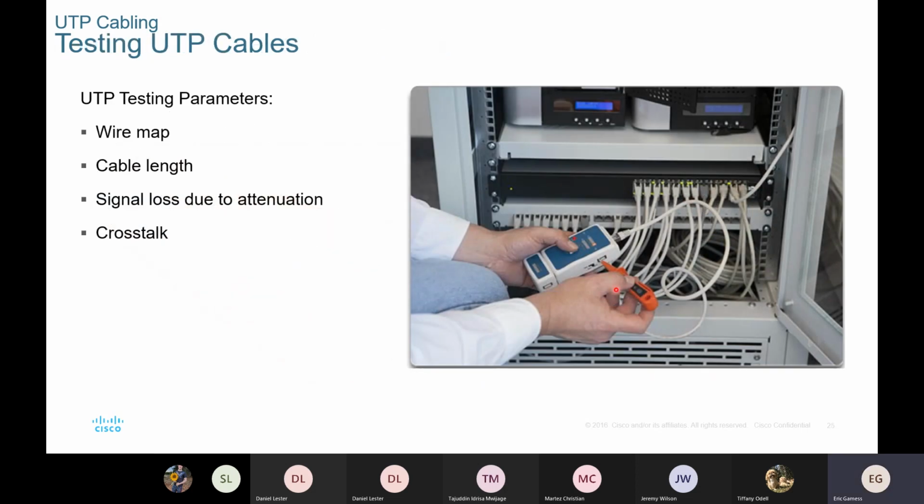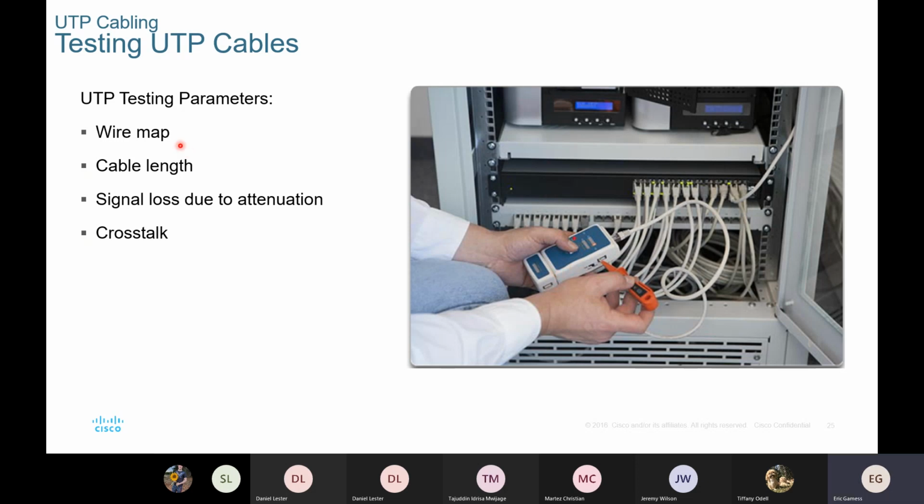Okay, when you do a cable, you need to test the cable. So we do have some tester to test the UTP cable that we are going to do. The tester will give you the map. For example, pin 1 on one end is connecting to pin 1 on the other end. Pin 2 with pin 2, pin 3 with pin 3, up to pin 8 with pin 8. That will be a straight-through cable.